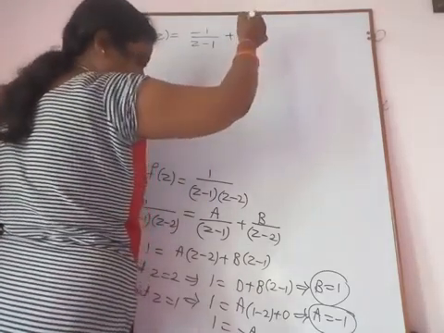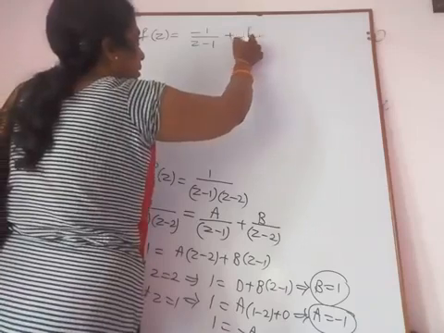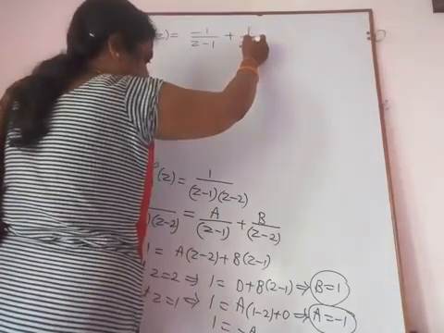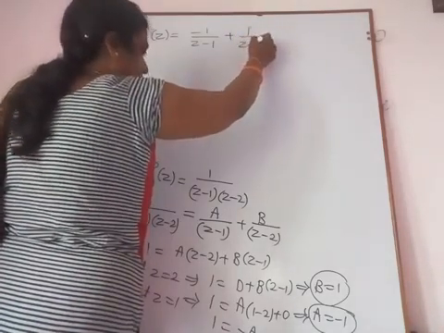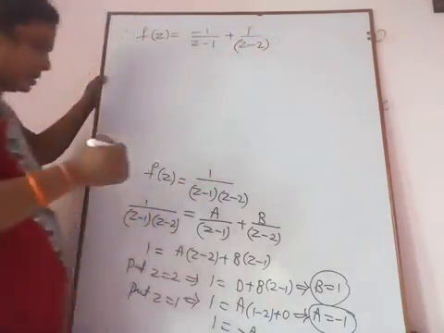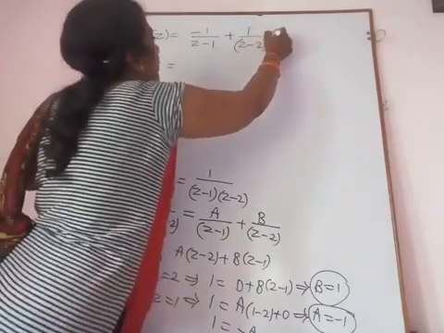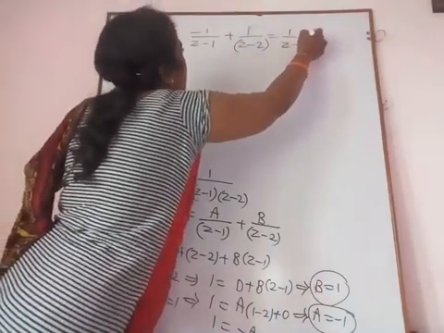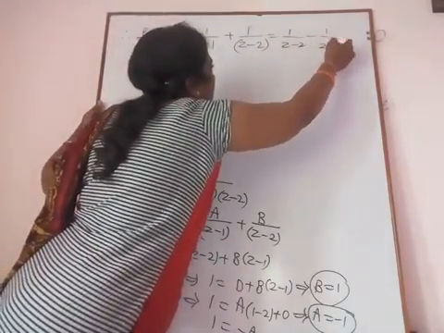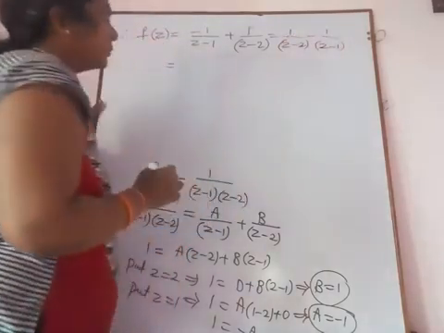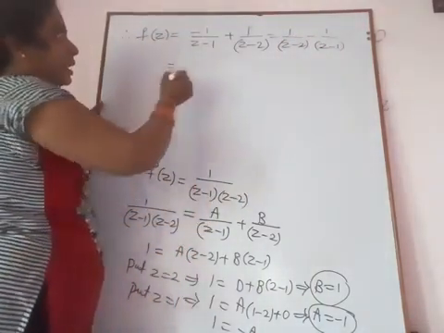plus b, which is 1, by z minus 2. Okay, that is equal to 1 by (z minus 2) minus 1 by (z minus 1). Okay.